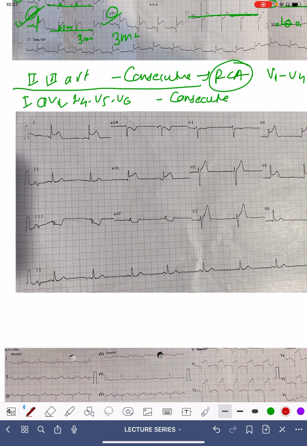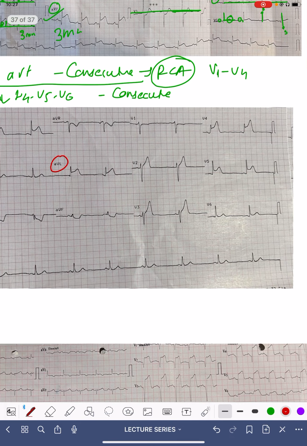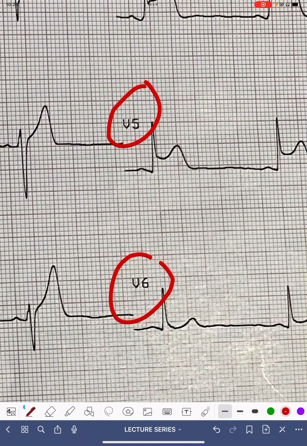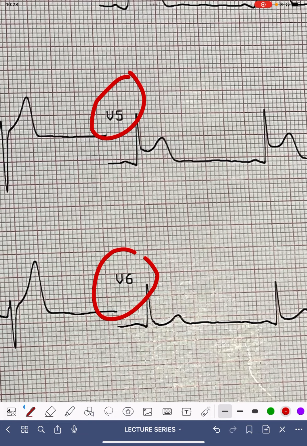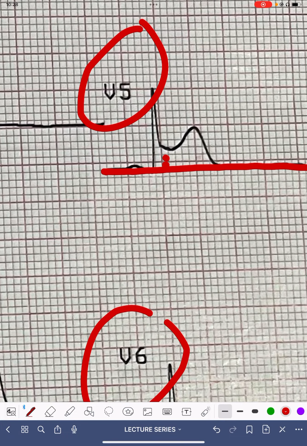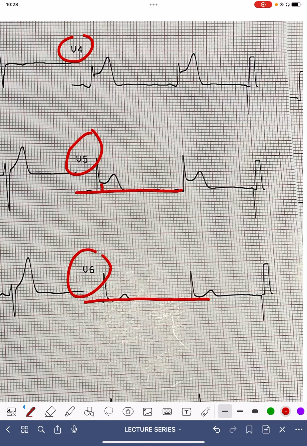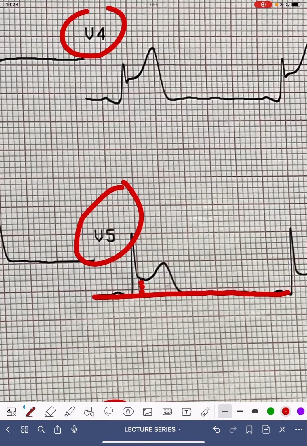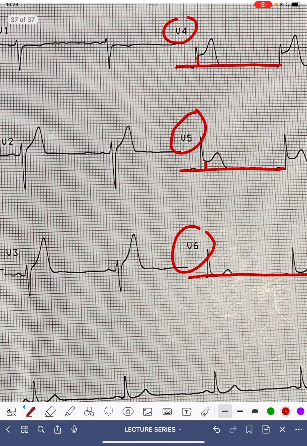In this second ECG, just look at lead 1, aVL and V4, V5 and V6. In lead V5, as you can see here, this is pretty straight. But look here. There is significant ST elevation of one box, two box, three box. So there is 3 millimeter ST elevation in lead V5. Here also, this is the baseline. Here there is one, two, three. There is 3 millimeter ST elevation.